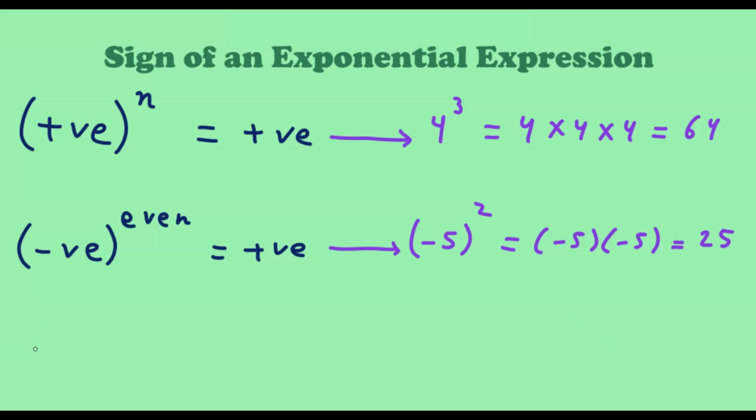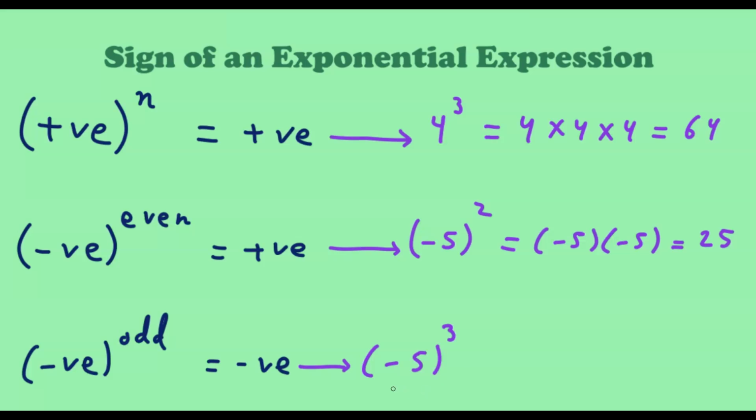Next, let us consider a negative number raised to the power of an odd integer. In this case, the result will be negative. For example, let us consider negative 5 to the power of 3. Here, negative 5 is a negative number, and 3 is an odd number. And this is equal to negative 5 times negative 5 times negative 5, and this is equal to negative 125, and that is a negative number.